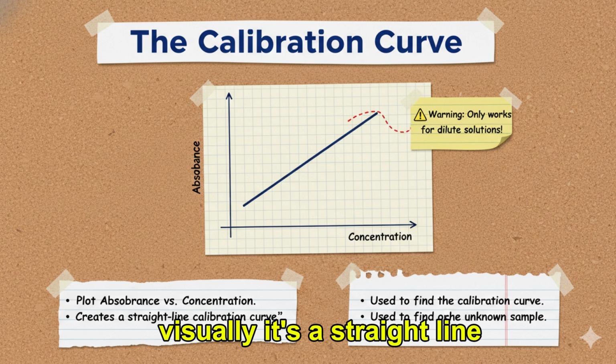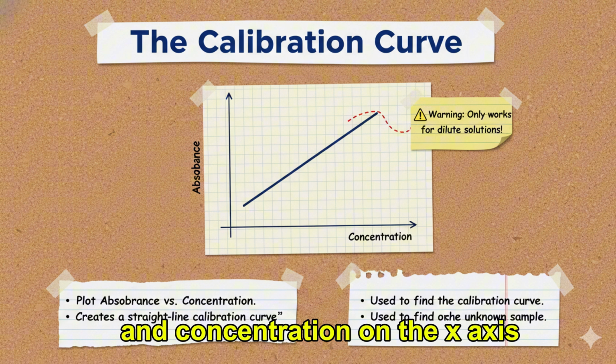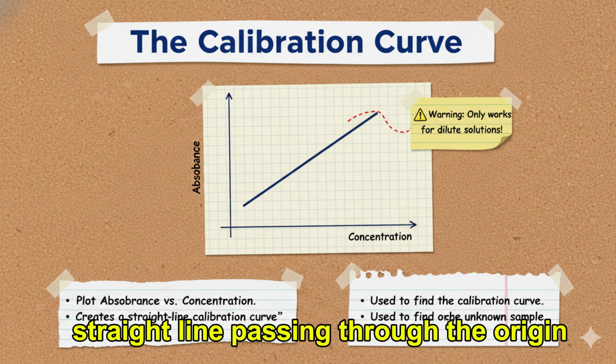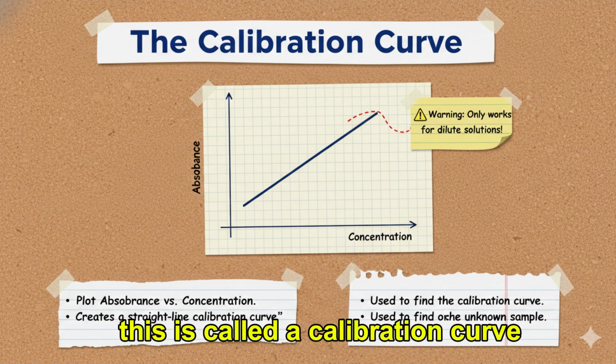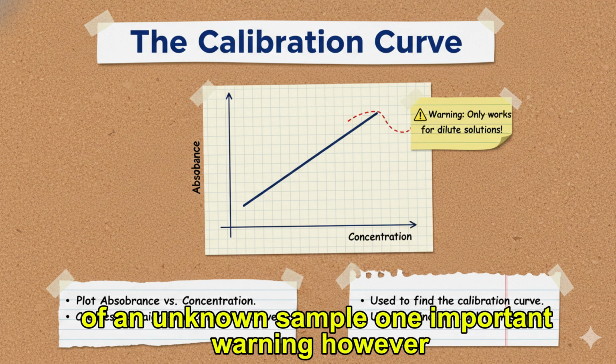Visually, it's a straight line. If you plot absorbance on the y-axis and concentration on the x-axis for a series of samples, you should get a perfect straight line passing through the origin. This is called a calibration curve, and it's how we find the concentration of an unknown sample.